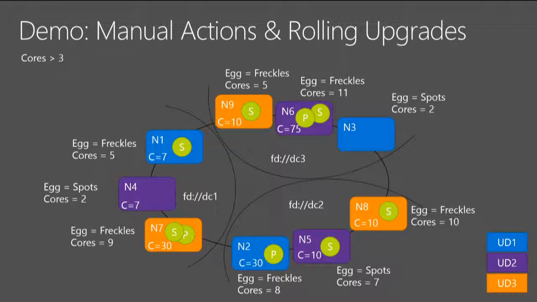So I've got the cluster. It's laid out. I'm going to add a constraint there, cores greater than 3, to eliminate just a couple of nodes. That's a rule. I don't want to see that rule broken. And then we're going to do an upgrade. Now I'm going to do some manual failures first, just to show you how those work.